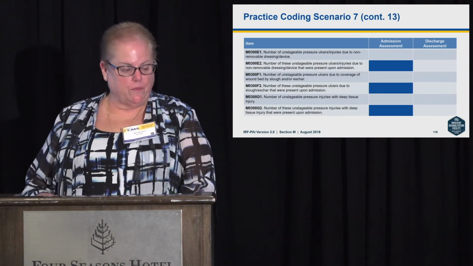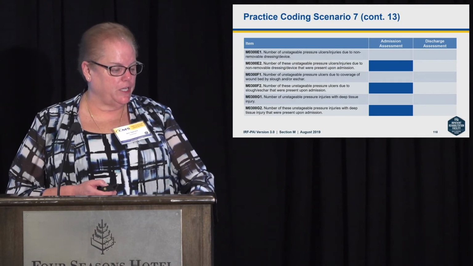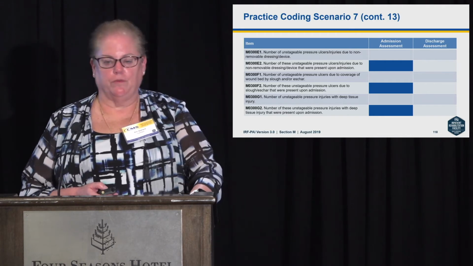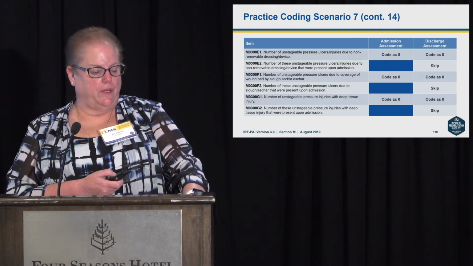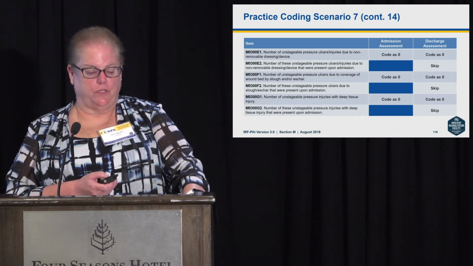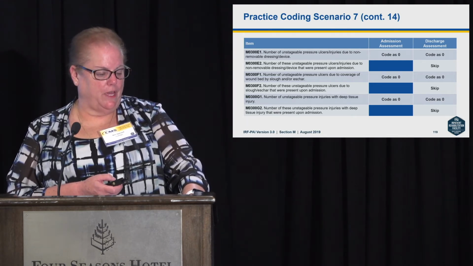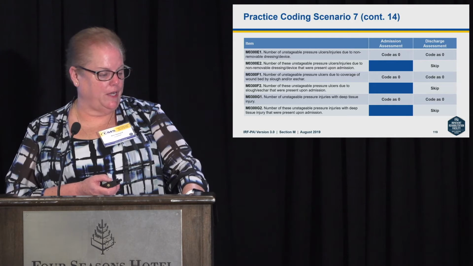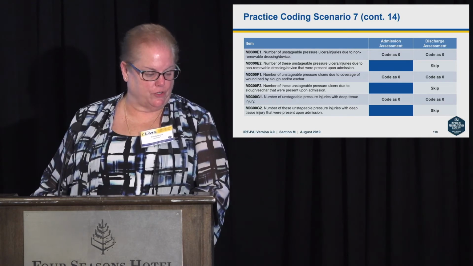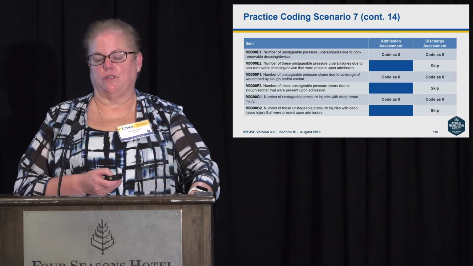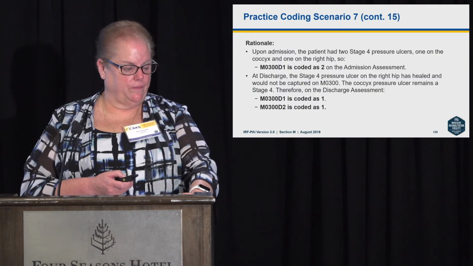Okay. Then we look through and we said the number of unstageable pressure ulcers or injuries due to non-removable dressings. Do we have any of those on admission? No. Do we have any on discharge? No. So then we skip. And then same thing, the rest of these are no. We didn't have any ulcers due to slough or eschar on admission or discharge, and we didn't have any unstageable pressure injuries or deep tissue injuries. So this would be the rest of that coding.